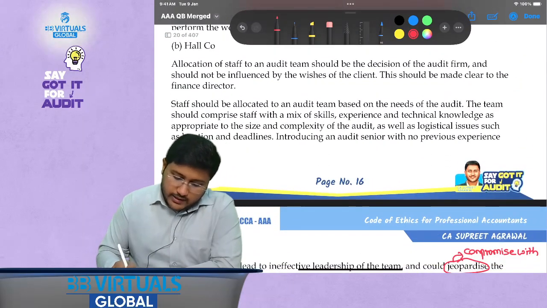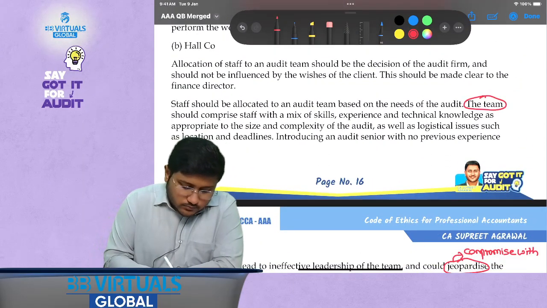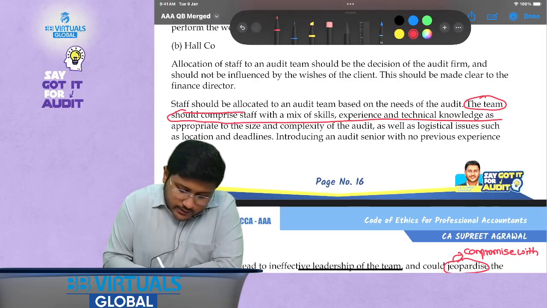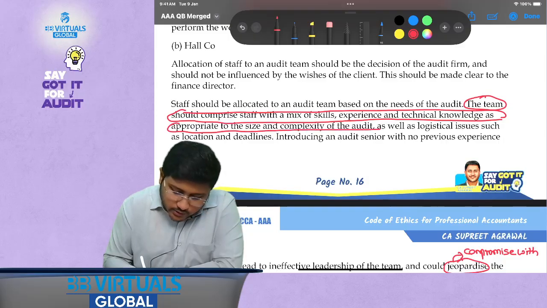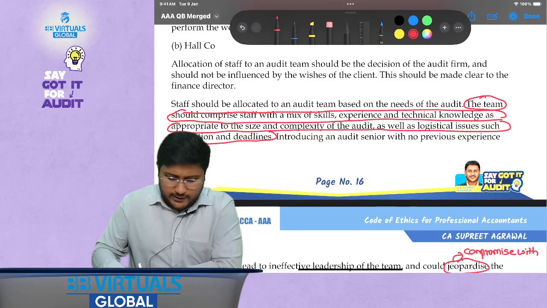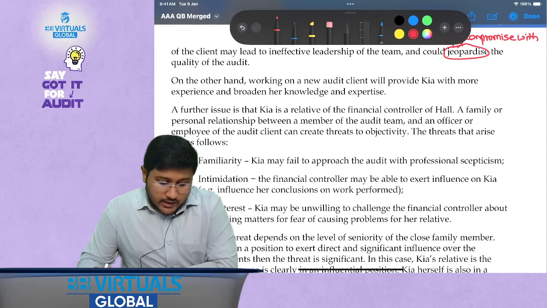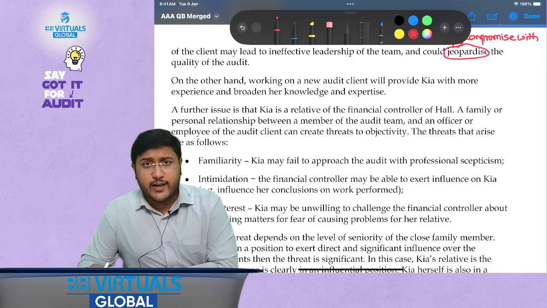Which is the more important line here? The team should comprise staff with a mix of skills, experience and technical knowledge as appropriate to the size and complexity of the audit, as well as logistical issues such as location and deadlines. Okay. Now on the other hand, working on a new audit client will provide Kia with more experience and broaden her knowledge and expertise also.